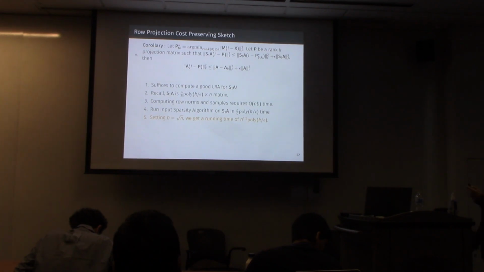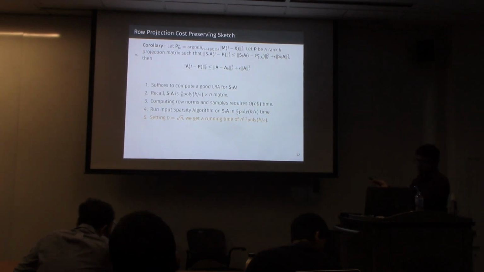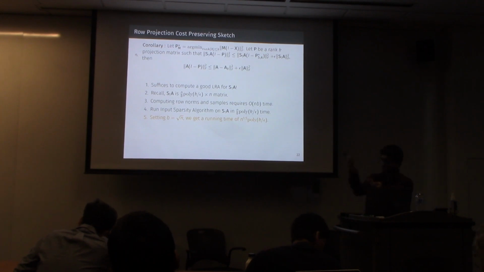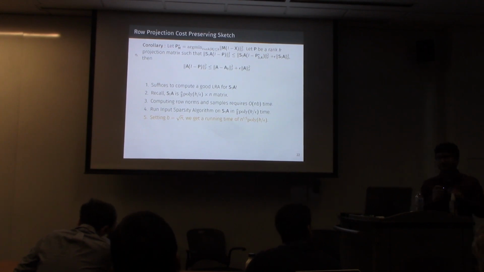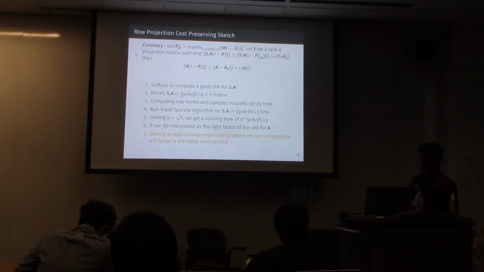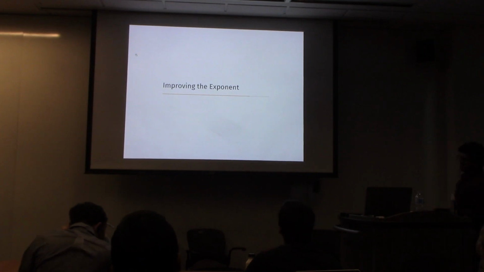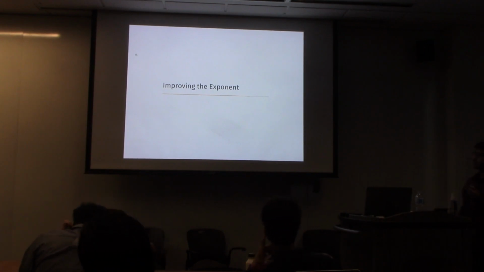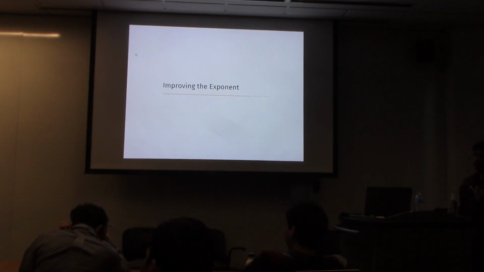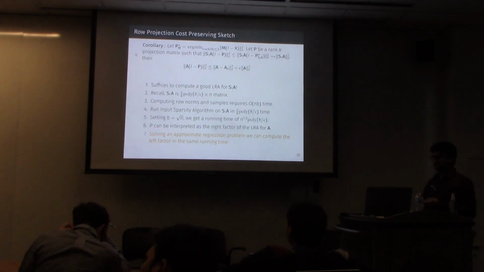Also, we don't have time for this, but note that S1A is now a smaller matrix. A rank k approximation for a smaller matrix does not even match in dimension to the original problem. So we have to recover a rank k approximation of the original matrix. The way we do that is we solve approximate regression, and you can show that you can do this quickly. But we don't have time for that. Okay, so the last part is improving this exponent from n to the 1.5 to n to the 1 plus delta.